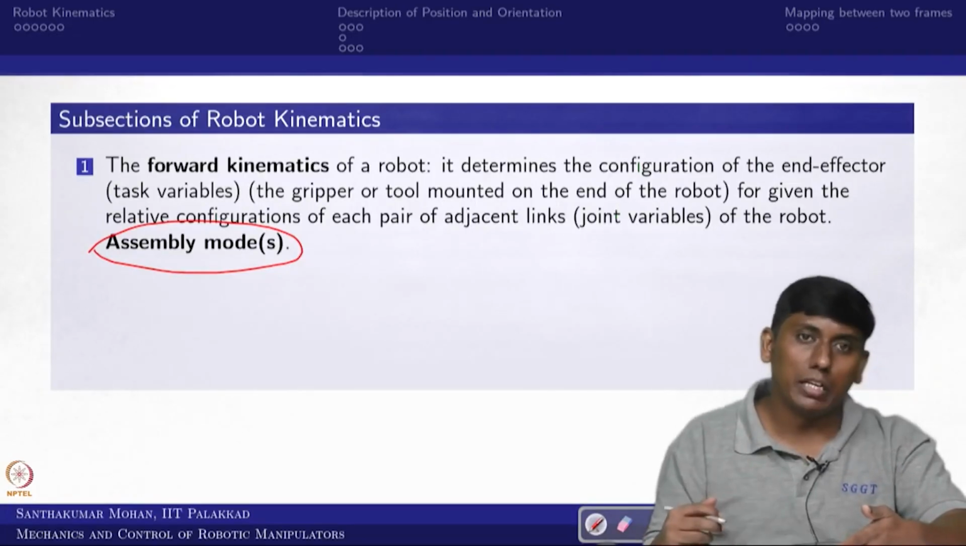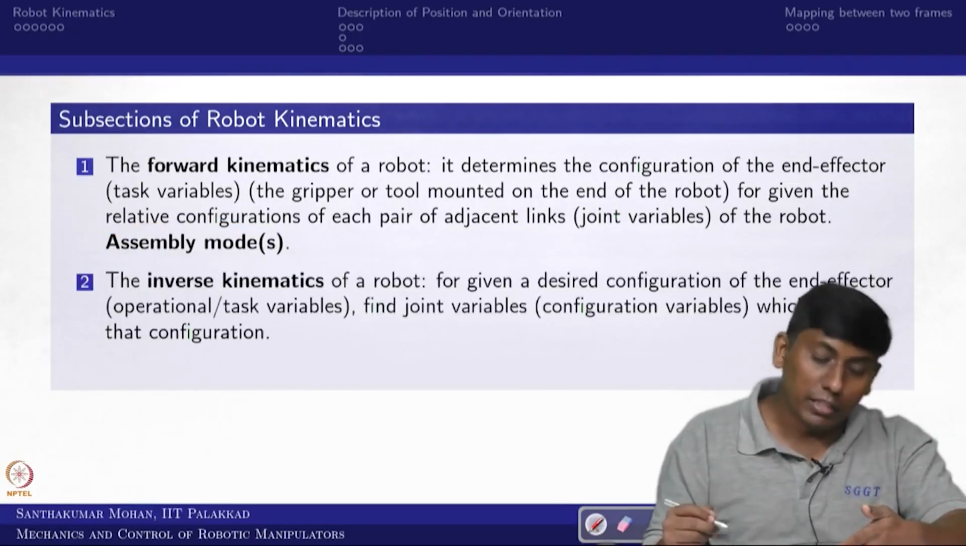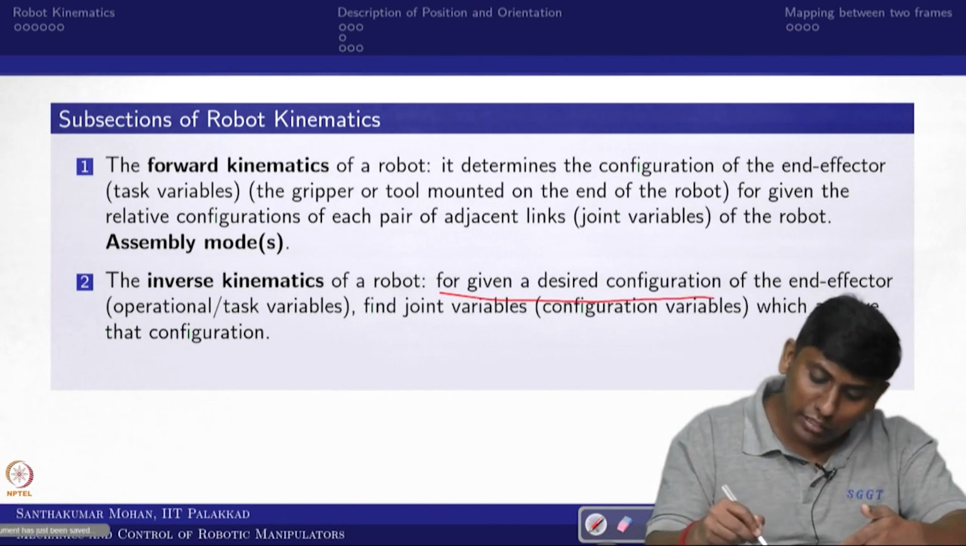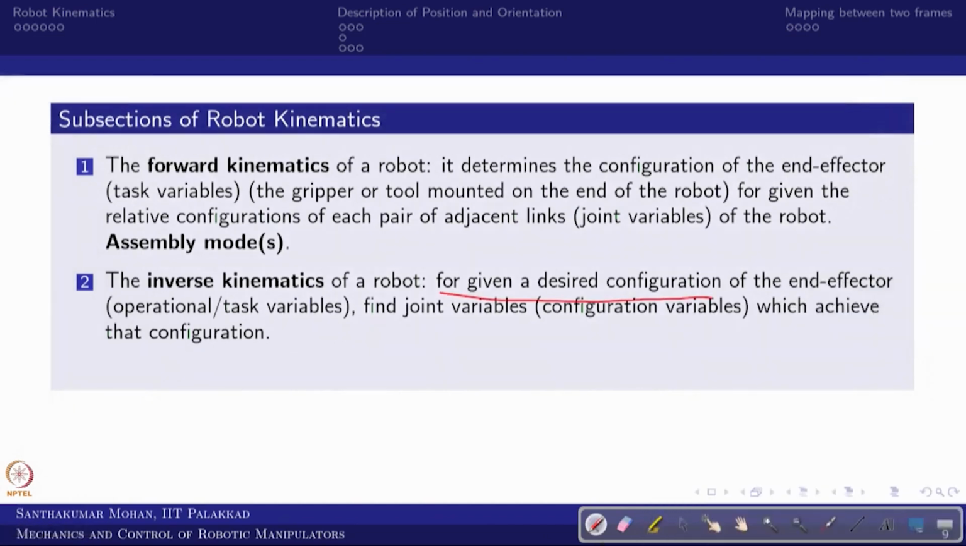So let us move to the next one. What is that? That is nothing but inverse kinematics. For a given desired configuration of the end effector, which means the operational or task space, find the variables, in the sense what variables? The joint variables, which you call configuration variables, which achieve that configuration.